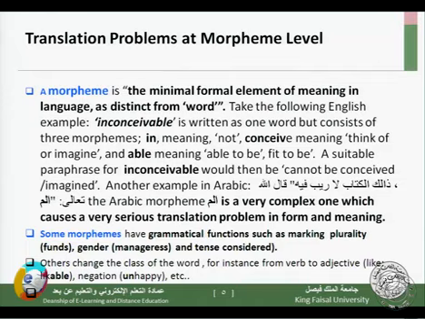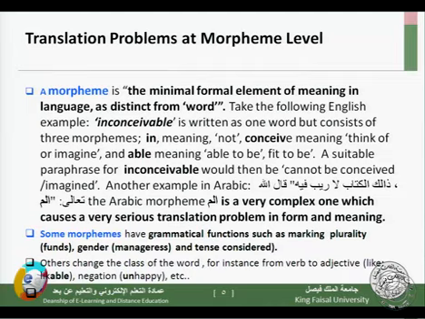You need to predict what I am going to say if you are a clever student. You know, use your prediction ability. Okay, the teacher is going to say this and that and so on, and this helps you learn. Now, we come back to our example, just to show you what we mean by a morpheme. Now, a morpheme, as I said, is the minimal, formal element of meaning in language as distinct from word. It has a meaning, by the way. It has to have a meaning.